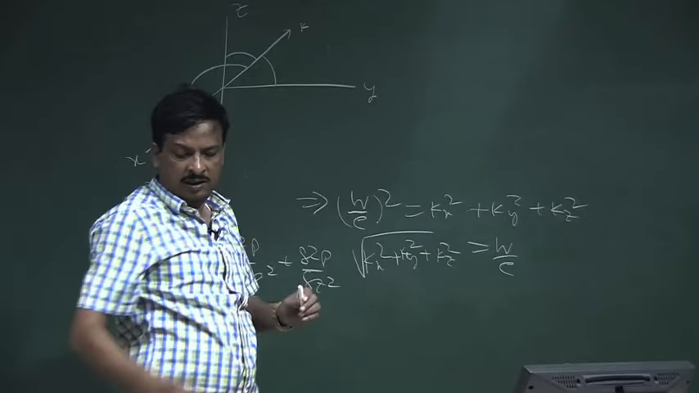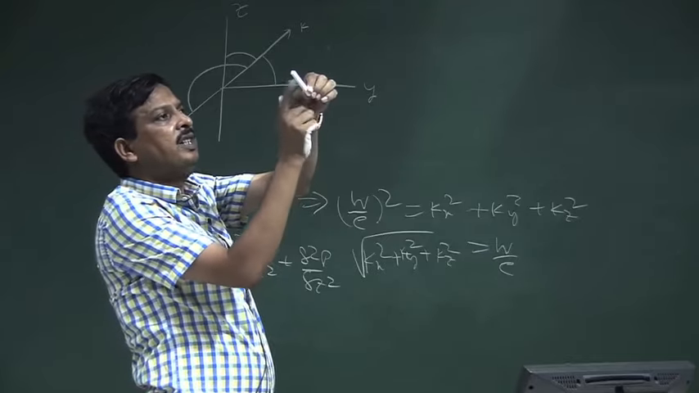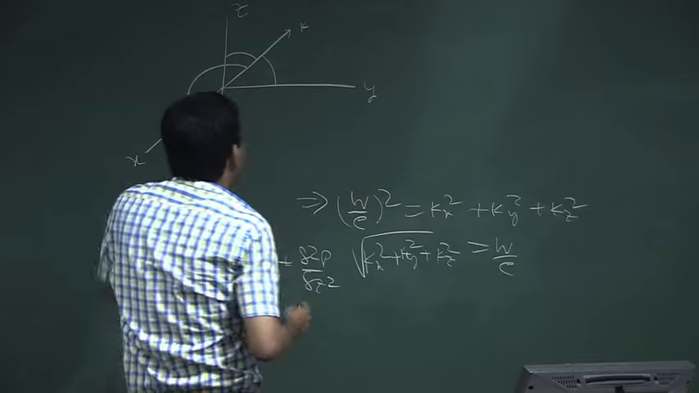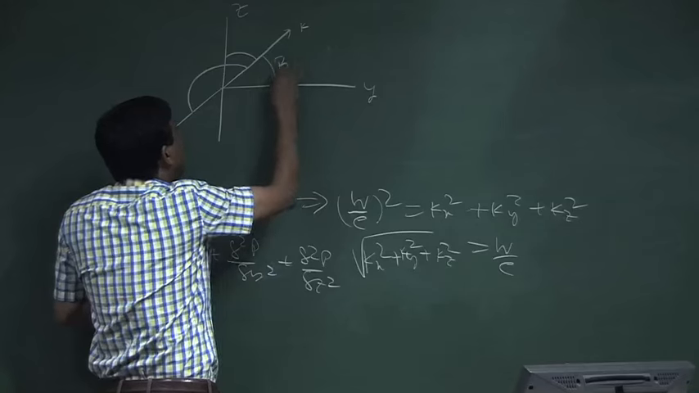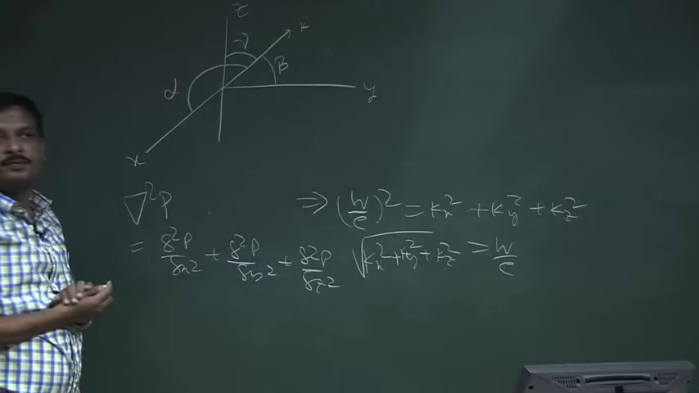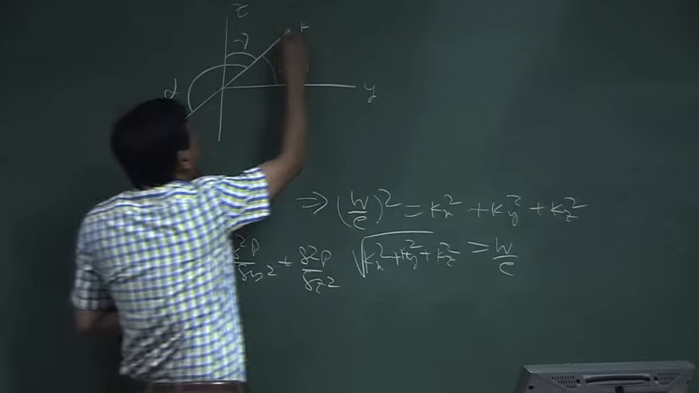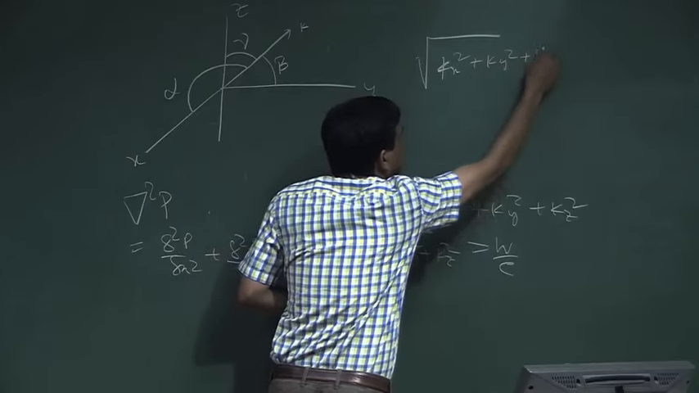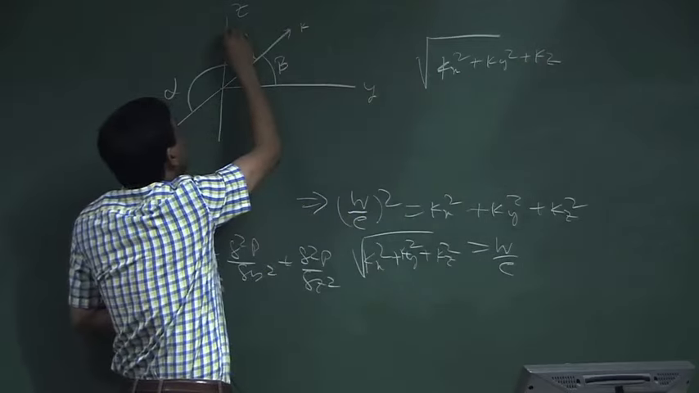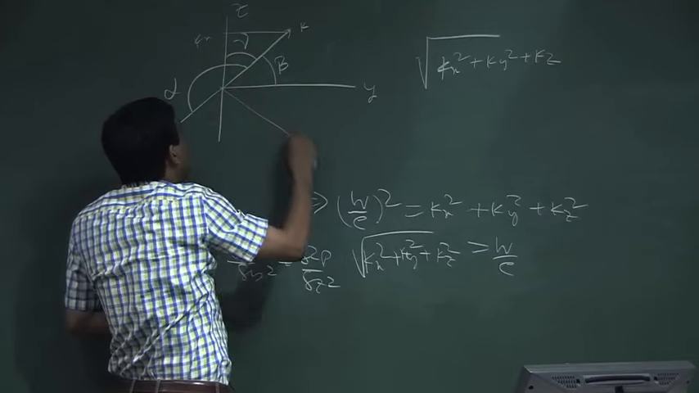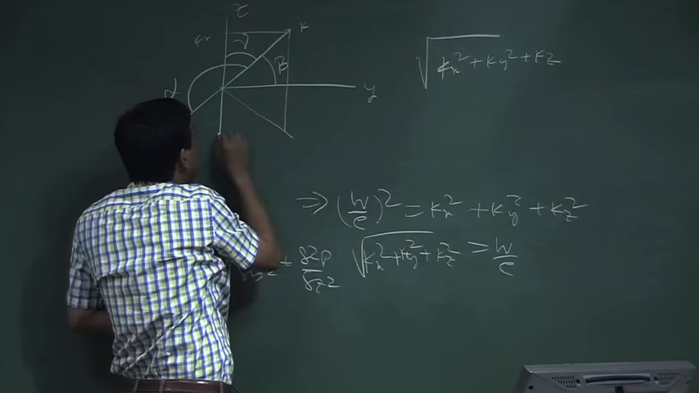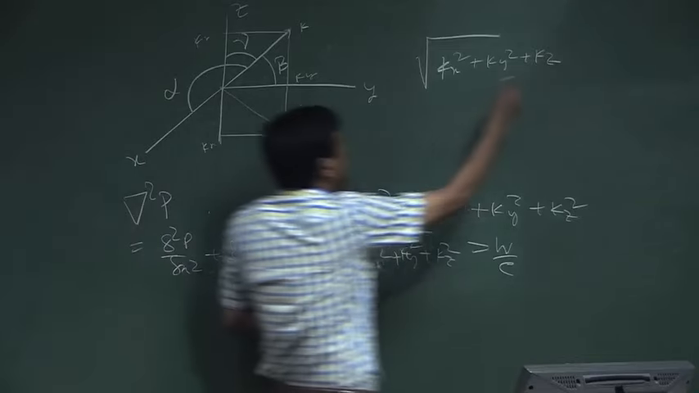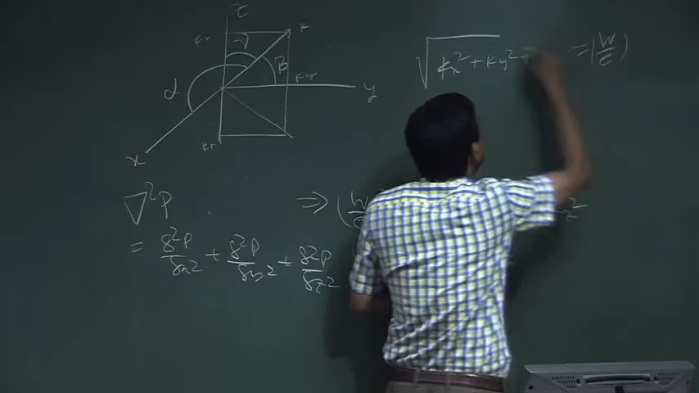So, I have an angle with the z axis, an angle with the x axis, and an angle with the y axis. So, for all three axes I have an angle. Let us say the angles are alpha, beta, gamma. What is the amplitude of k? Amplitude is nothing but the root of k x square plus k y square plus k z square. Distance from the z axis is k z. If I take a projection here, the distance from this point is k x and here is k y. So, the amplitude is nothing but omega by c, which we have already proved.